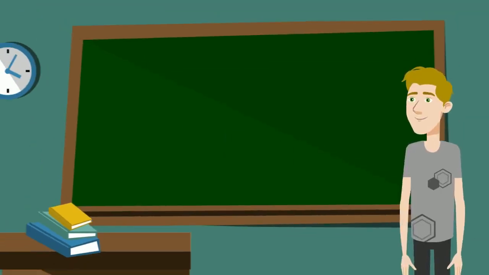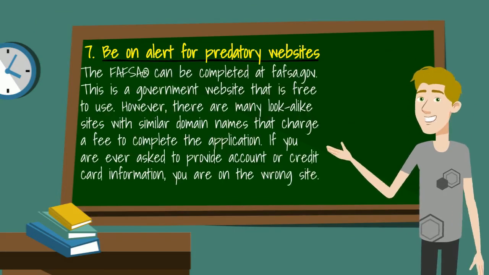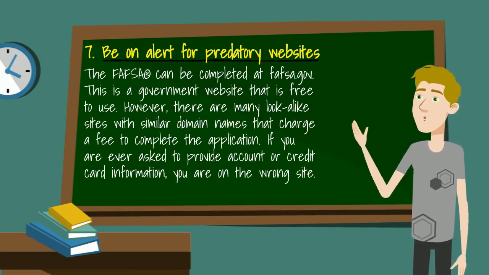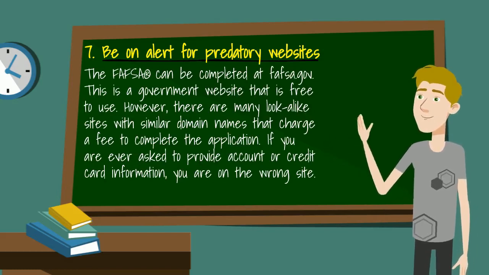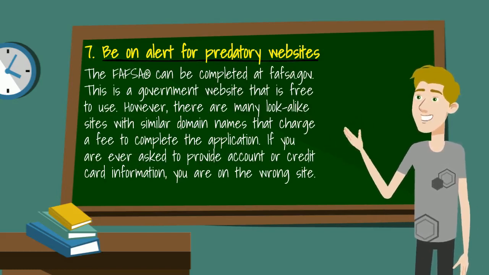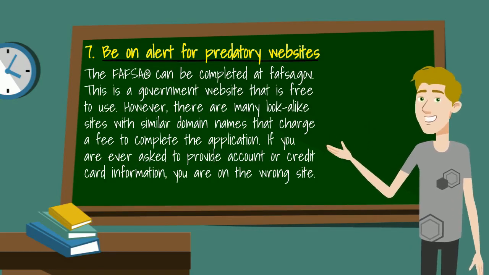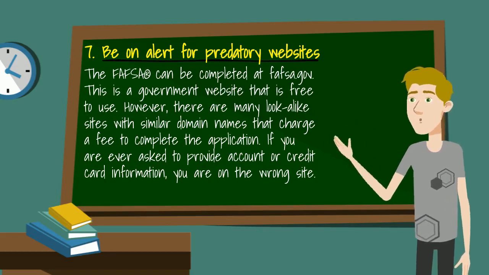Number 7. Be on alert for predatory websites. The FAFSA can be completed at FAFSA.gov. This is a government website that is free to use. However, there are many look-alike sites with similar domain names that charge a fee to complete the application. If you are ever asked to provide account or credit card information, you are on the wrong site.